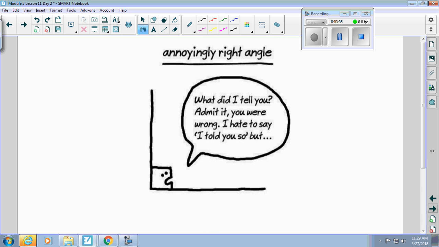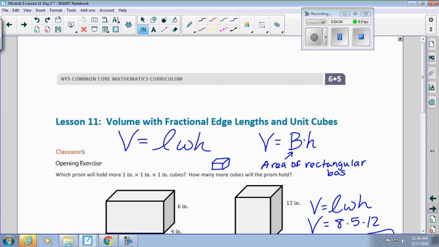We're gonna go over your homework after we do the math joke of the day. Today's joke says annoyingly right triangle, or right angle, I should say. What did I tell you? Admit it, you were wrong. I hate to say I told you so, but he's always right. Yeah, everyone knows a person like that. They have to be right all the time. Anyway, and it's annoying. Moving on.